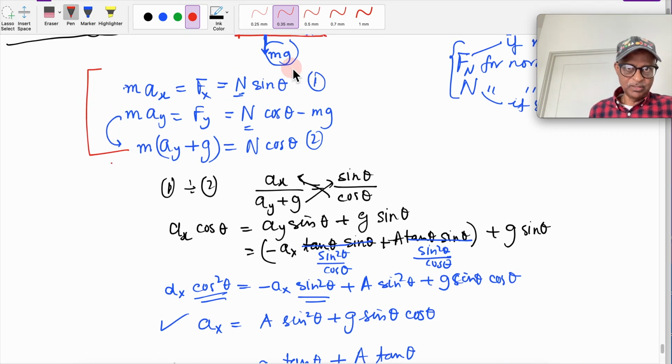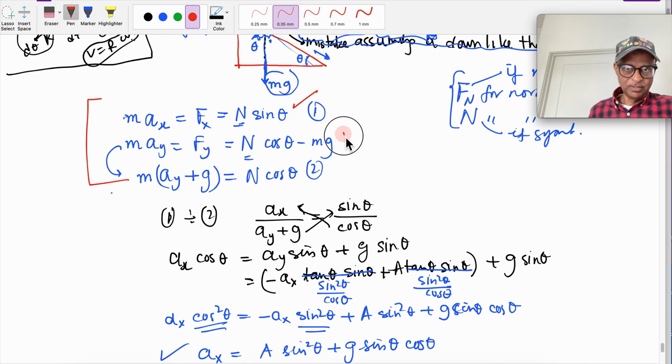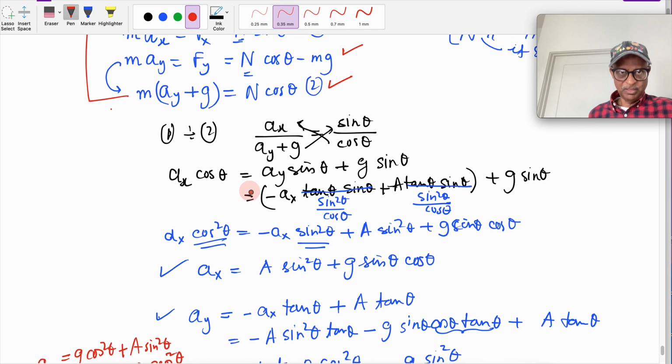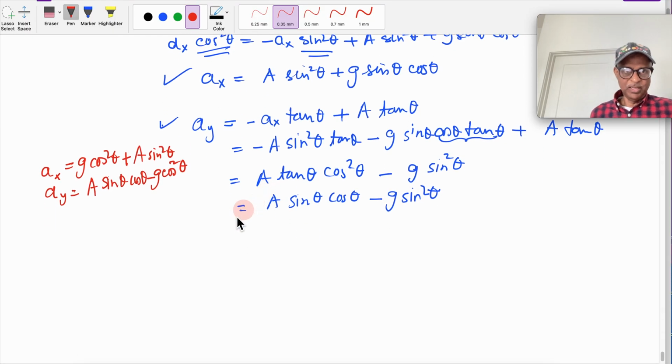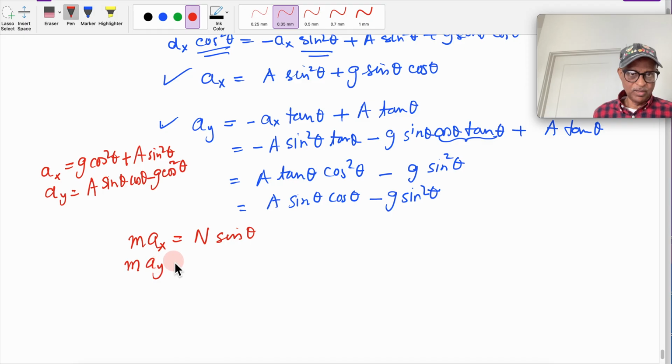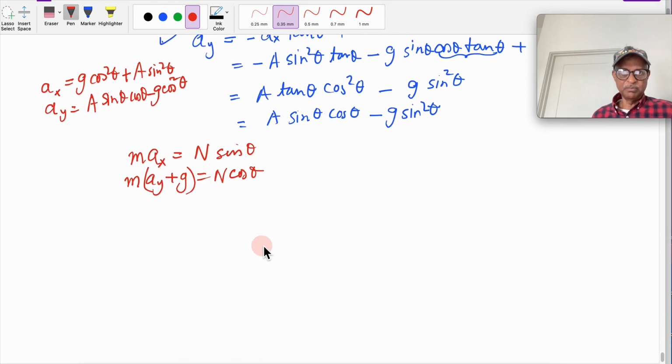This looks correct. This looks correct, and this G comes on the other side. That looks correct. So let's start from there again. MAX equals N sine theta, MAY plus G equals N cosine theta. So rather than repeat my previous way of doing things, let me do it a little differently.